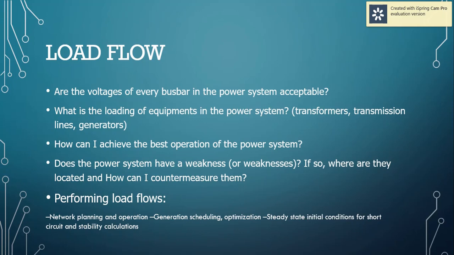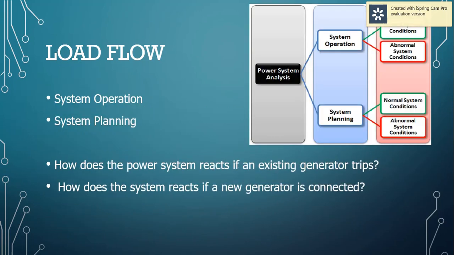The reasons for performing load flow analysis can be categorized into three mainly: network planning and operations, generation scheduling and optimization, and when it comes to short circuit or stability analysis, the first thing we need is an initial condition. These initial conditions are taken from load flow analysis.